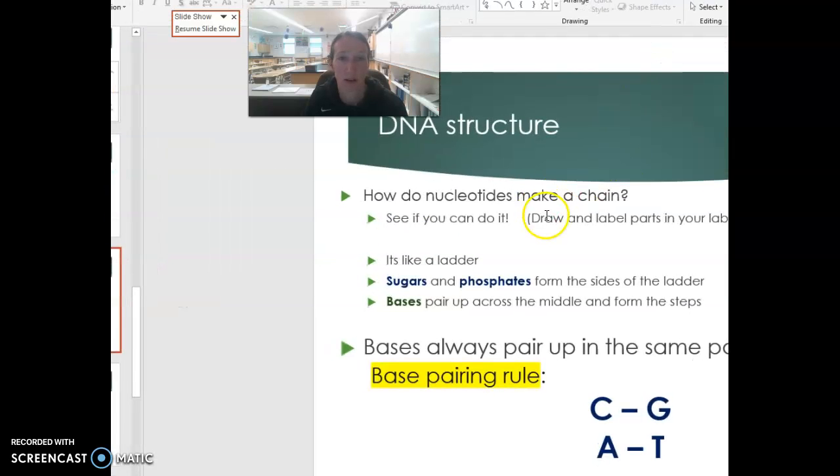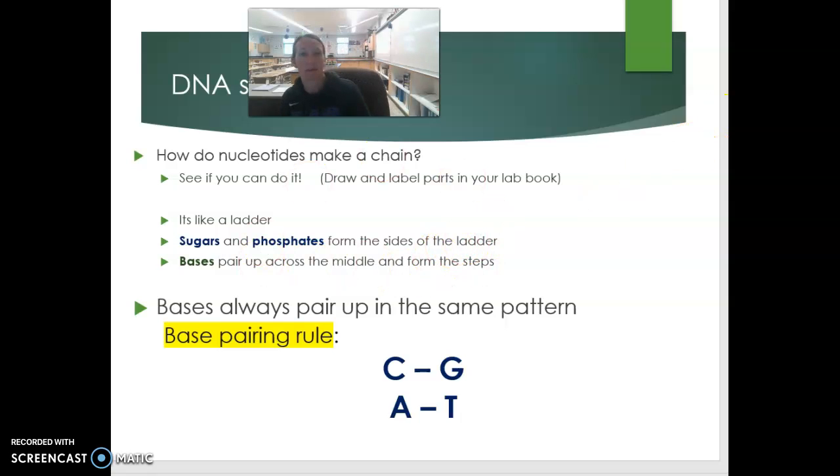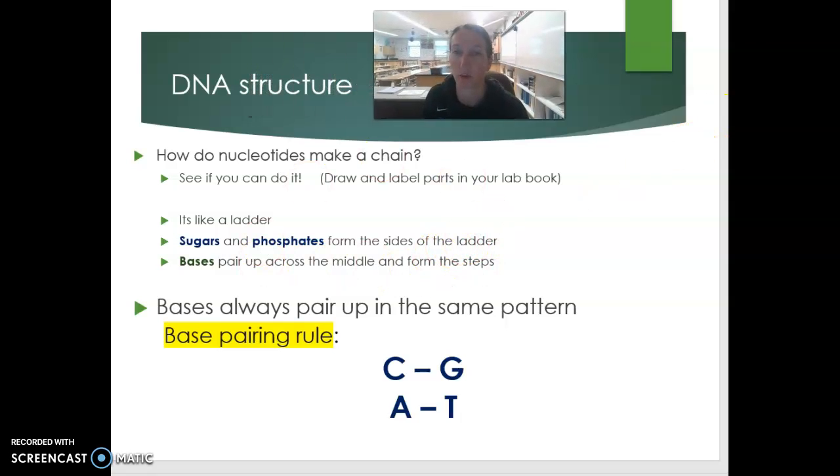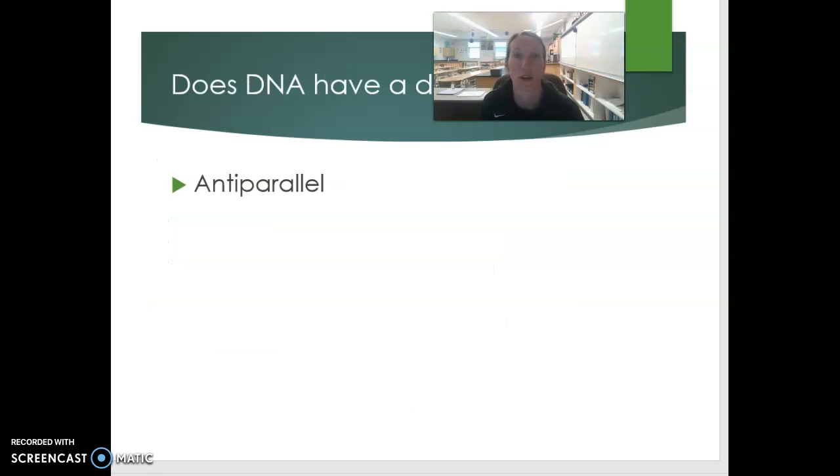So when it comes to our DNA structure, hopefully you have something written down as far as who pairs up with who. Your base pairing rules: A's with T and C's with G. You could also put down the term anti-parallel. This is important to understand the direction that DNA moves when it gets replicated.